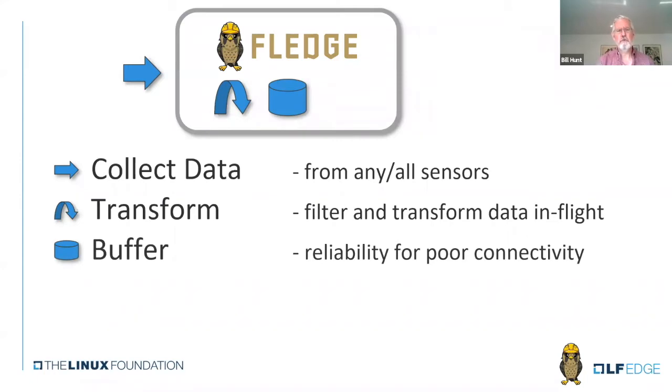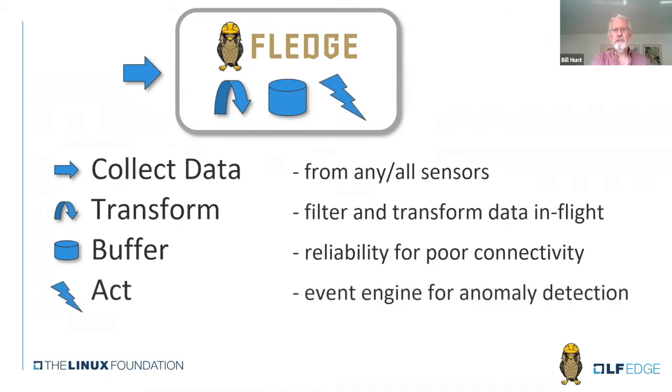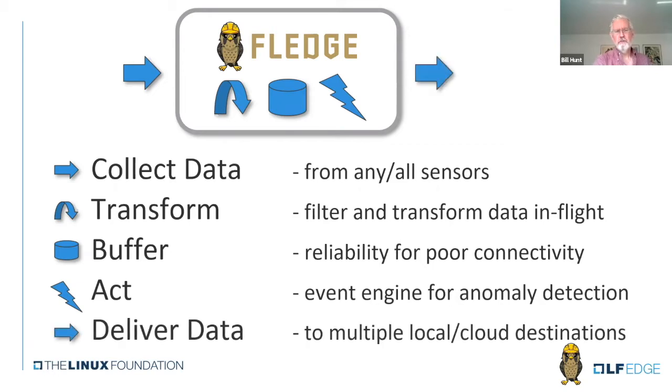So if Fledge is running in a haul truck going through a mine, or out in some cabinet that's rarely touched, and you aren't confident on the connectivity, well, Fledge can buffer the data to make sure you don't lose anything. And then Fledge has an event engine so that there's anomaly detection out at the edge. So if you have problems, you know about them immediately. And then ultimately, it's all about integrating into other systems. So it can deliver the data to one or more local or cloud destinations.